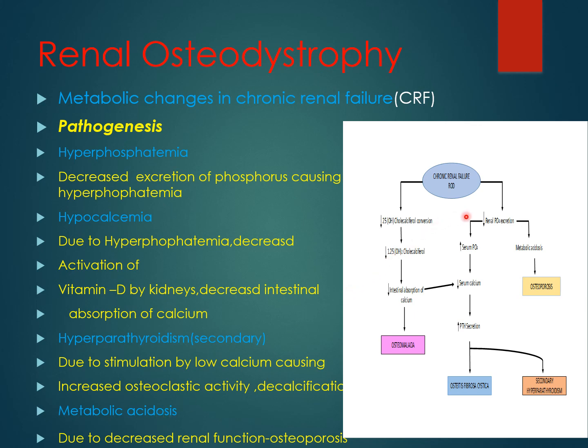Now here you see that whenever there is chronic renal failure, the renal excretion of phosphate will be impaired. There will be increased serum phosphate level, and calcium level will go opposite. There will be decreased calcium level, and parathyroid hormone will trigger, and this will result in conditions of osteoporosis, osteomalacia, and osteitis fibrosa cystica, which I will just explain. Similarly, osteomalacia will definitely occur because vitamin D is not being activated.